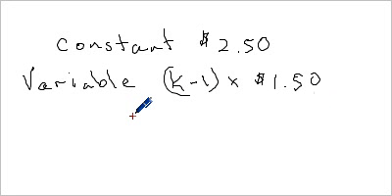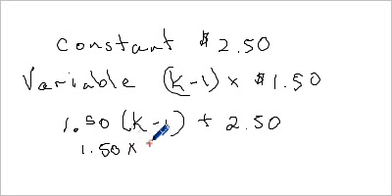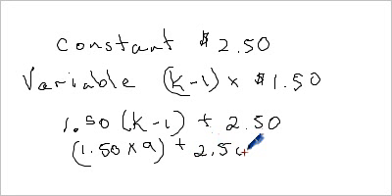So if this is our variable, we normally have the coefficient first, the number first, and then the variable. So 1.50 times (k minus 1) plus 2.50. So that's our expression that is going to represent the cost for a taxi ride. So for example, if you went 10 kilometers, you would subtract 1 from 10, 9, you would have 1.50 times 9, and then you would add to that the first kilometer constant, which is 2.50.